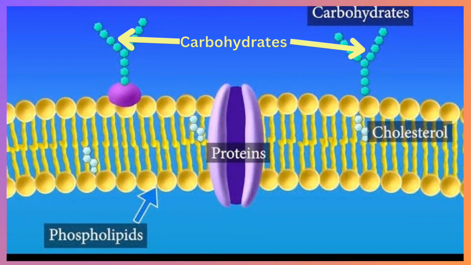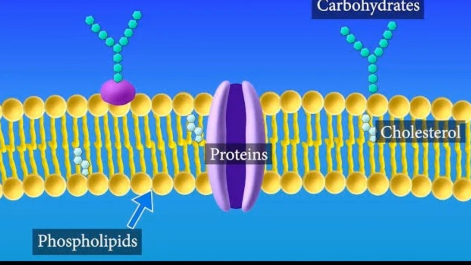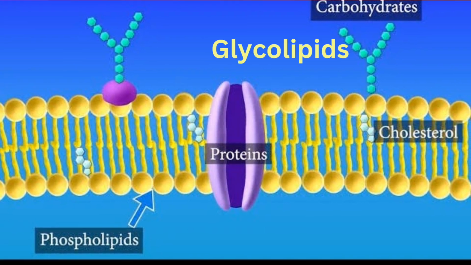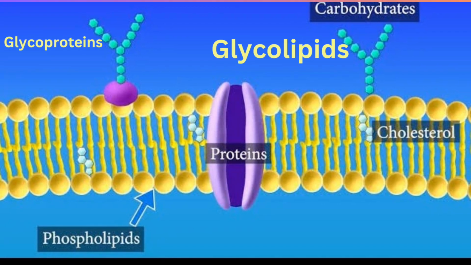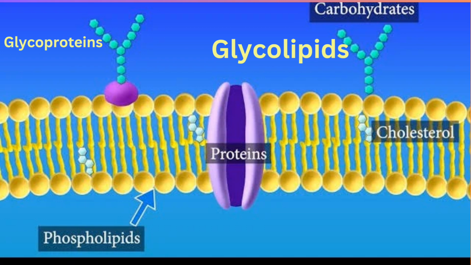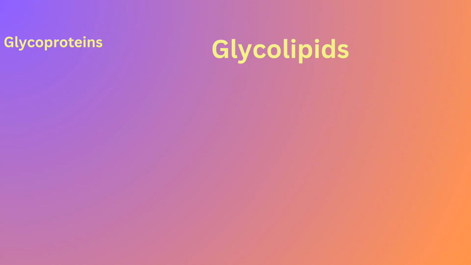Carbohydrates extend out from the outer surface of the membrane and are attached either to lipids as glycolipids or to proteins as glycoproteins. Membrane carbohydrates such as glycoproteins and glycolipids provide receptor sites that receive different types of stimuli and inform the cell to respond.